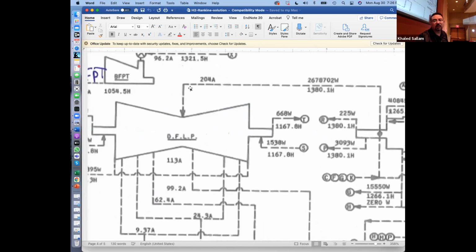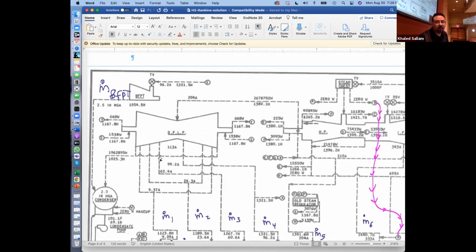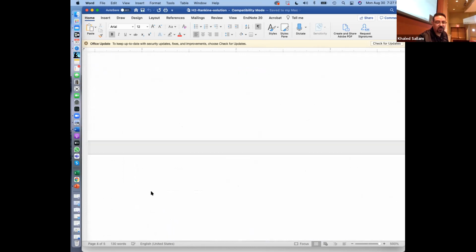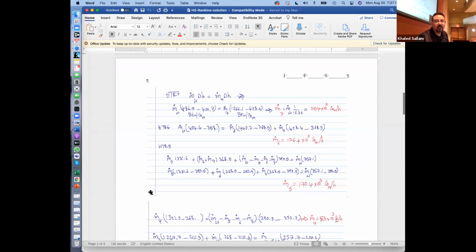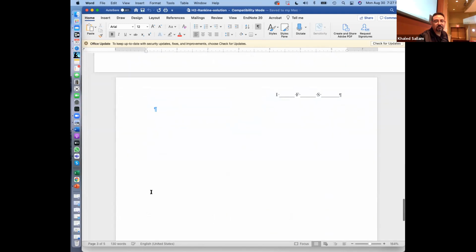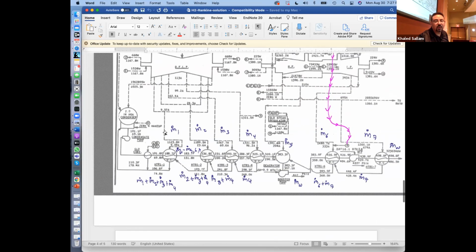So when you look here, that is 204A, meaning 204 PSI absolute. 113A, that's 113 PSI absolute, right? What are all those lines? Those are the bleeding lines for the steam. So the steam comes here at this pressure, 9.37, and it goes at that flow rate.